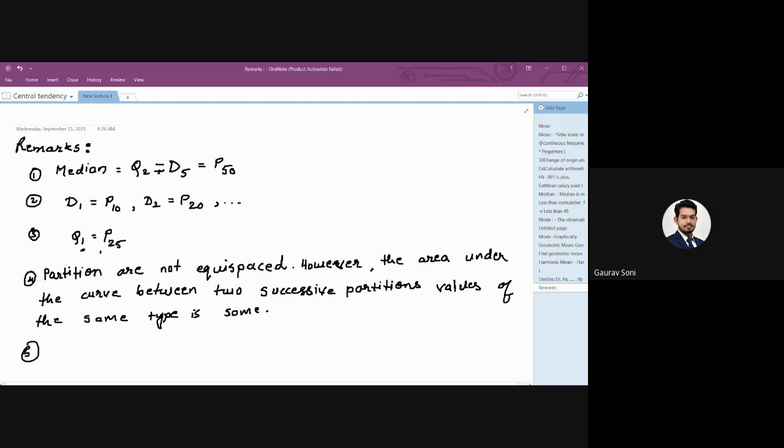Fifth one, Q1 is always less than Q2, which is less than Q3. This is obvious because this is the first 25% part. Then we again add a 25% part, which becomes 50% for Q2. That's it. Any difficulty in this, please ask.